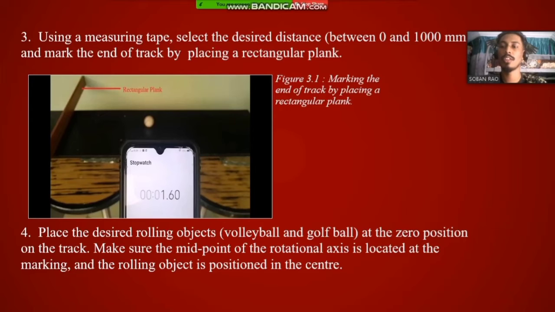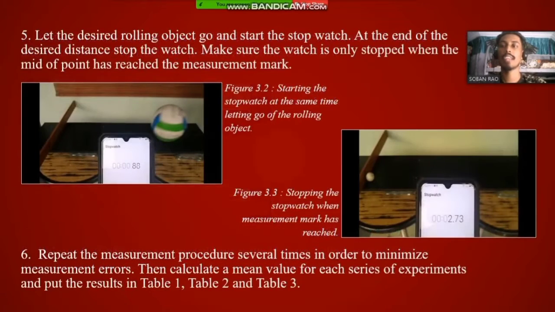The fourth step is to place the desired rolling object. We use a volleyball and a golf ball for our material. Place the desired rolling object at the 0 position on the track. Make sure the midpoint of the rotational axis is located at the marking and the rolling object is positioned in the center.